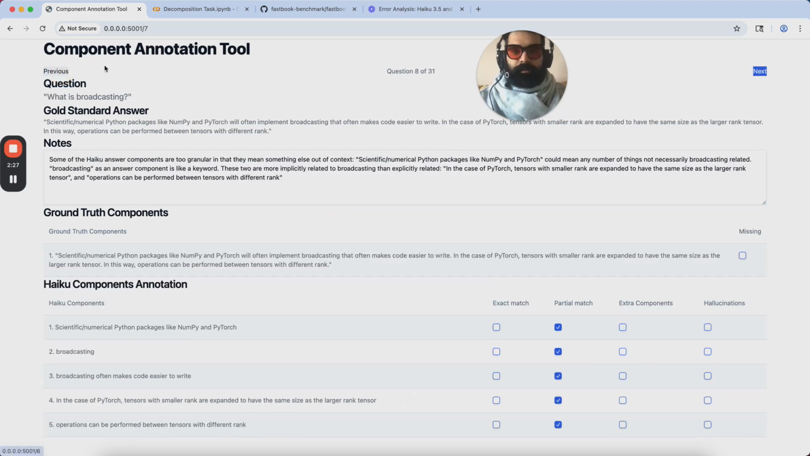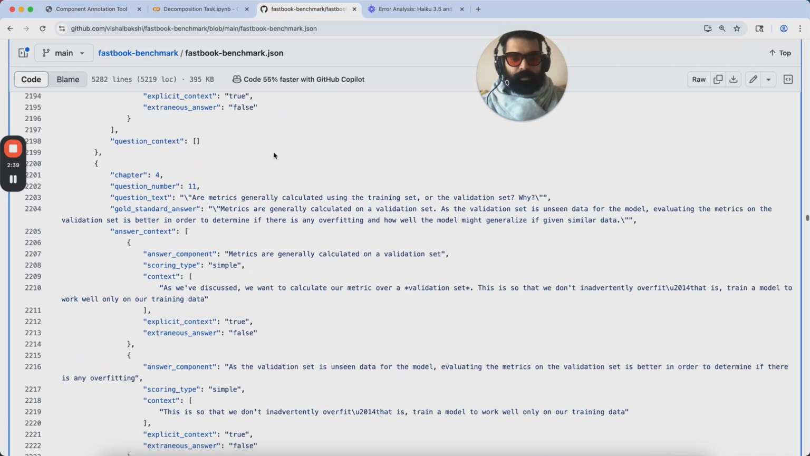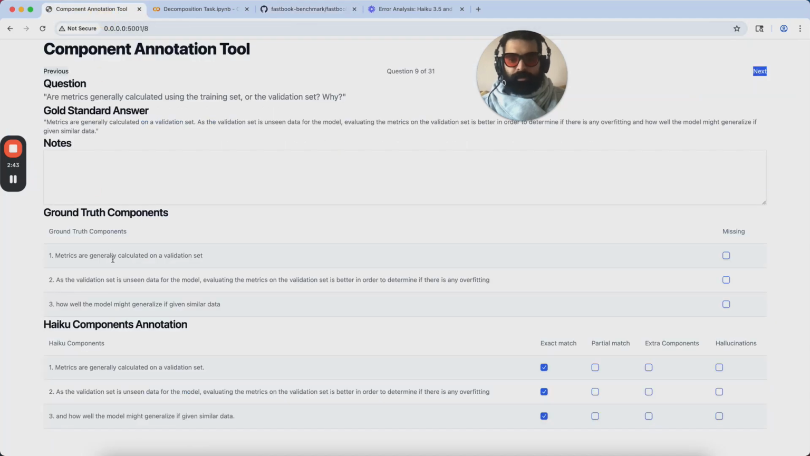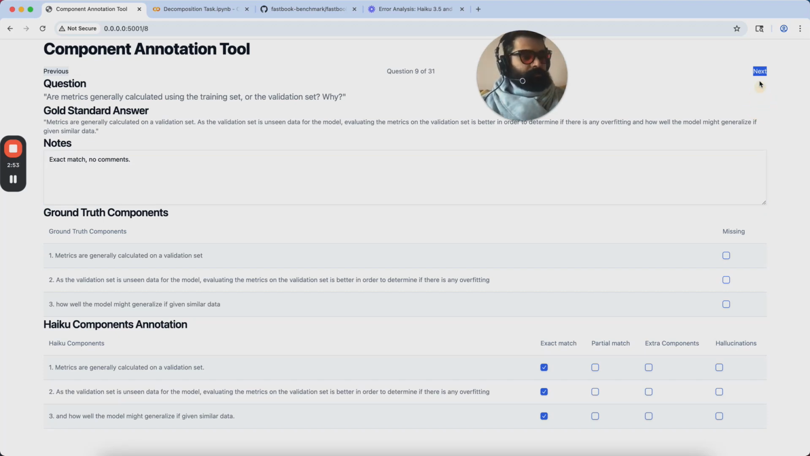Okay, sorry, I'm going to keep checking each time until I trust this app of mine. Are metrics generally calculated using the training set or the validation set, and why? And we have a few different ones. So we have 3 answer components, exact match. So I'm just going to say exact match, no comments. Yay.